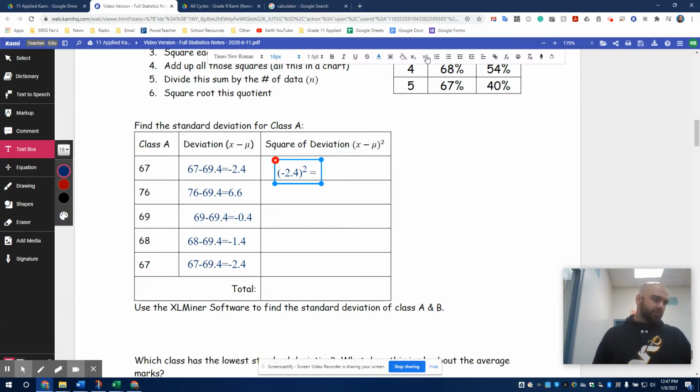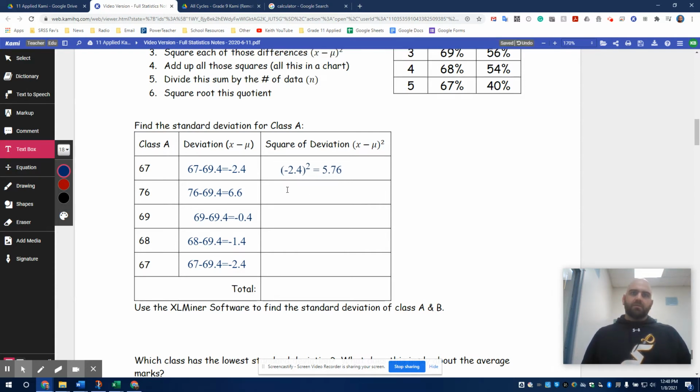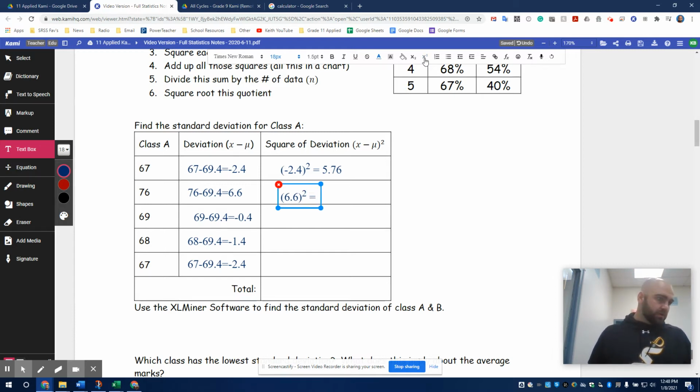Okay, and negative 2.4 squared is 5.76. I've done some of these calculations ahead of time just to try to go a little bit quicker. And so this one's going to be 6.6 squared, which is equal to 43.56.